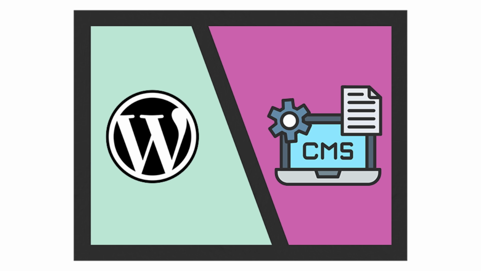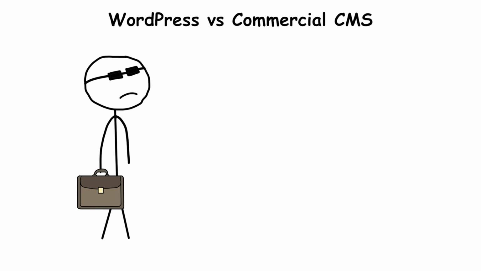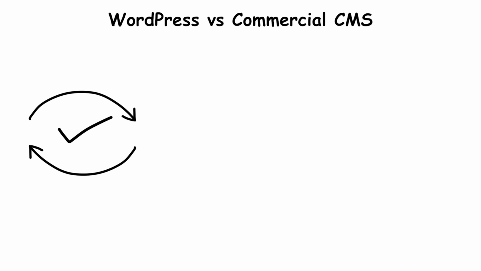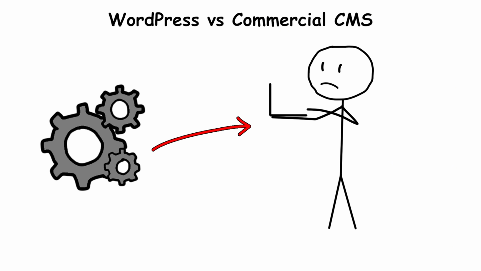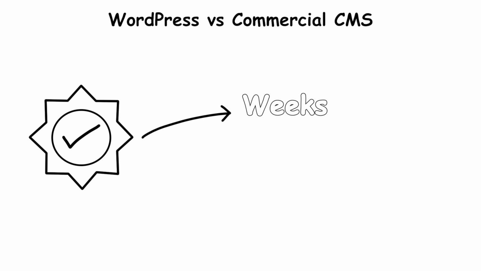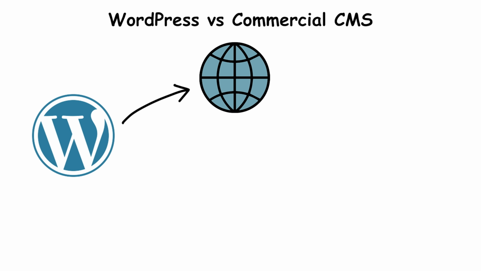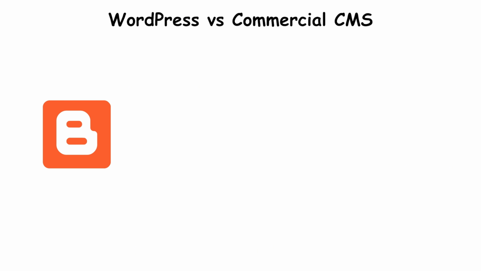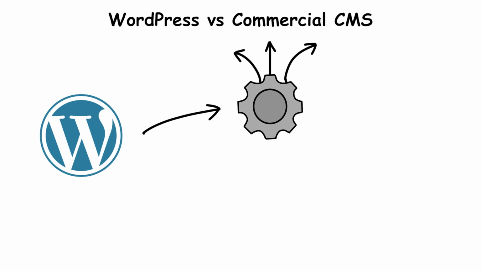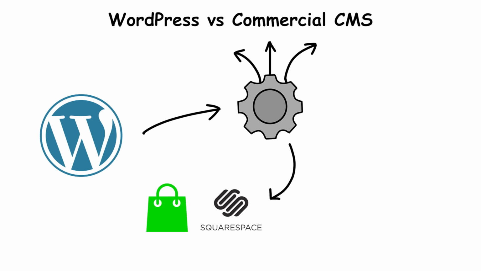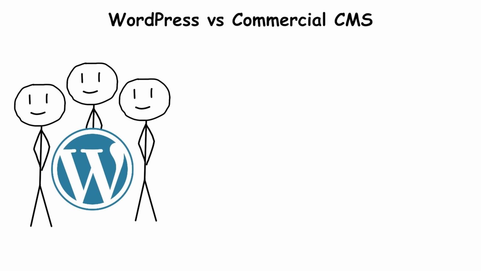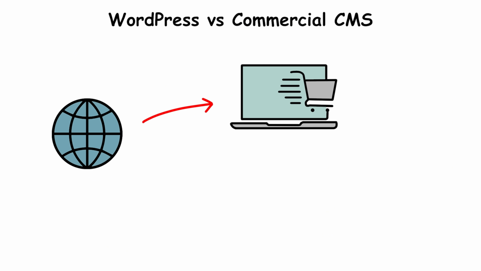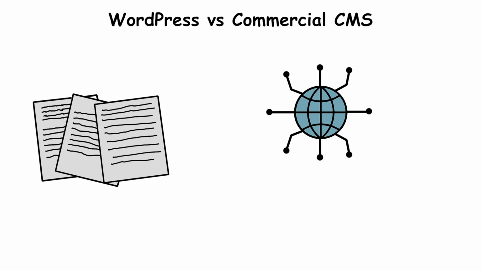WordPress versus commercial CMS. Back when businesses wanted a website, they often paid thousands for a custom content management system. Updates were clunky, customization required developers, and adding new features could take weeks. WordPress changed that by making site creation as simple as installing a theme and adding plugins. From personal blogs to major news sites, it offered flexibility that proprietary CMS platforms couldn't match. With a massive community building themes and extensions, you could turn a basic site into a store, a portfolio, or a membership hub in a day.